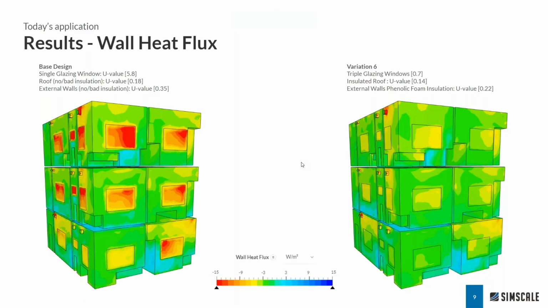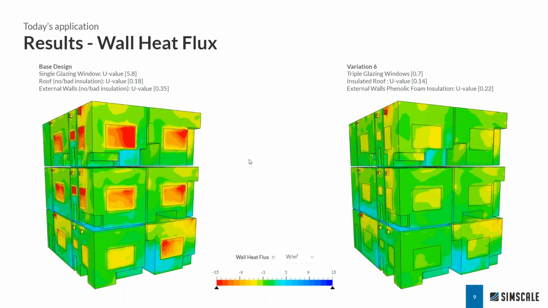Over here on this slide, we see a quick summary of what I've just shown, which was the comparison between the base design and variation 6. We've already highlighted that the windows showed the highest energy loss. And we saw how, for example, when we utilize double glazing or triple glazing, there was a clear reduction in the amount of energy lost through that particular surface.